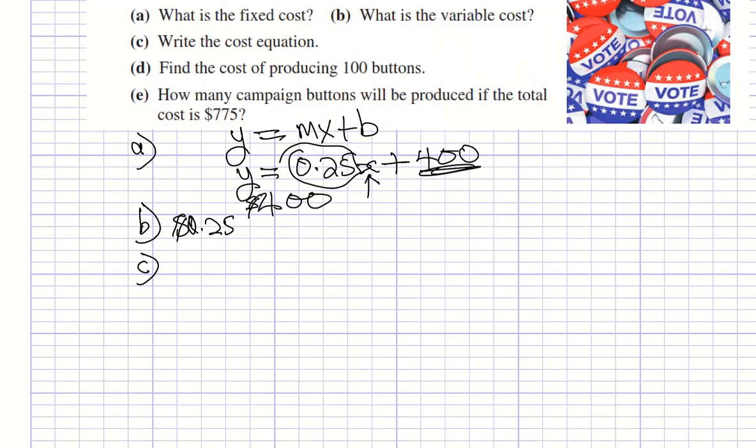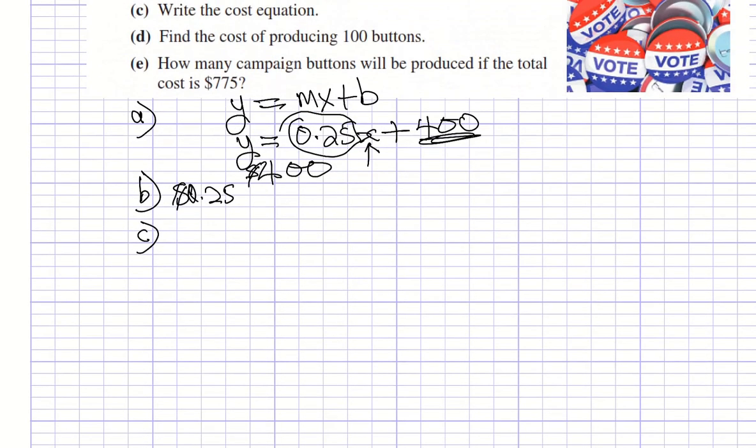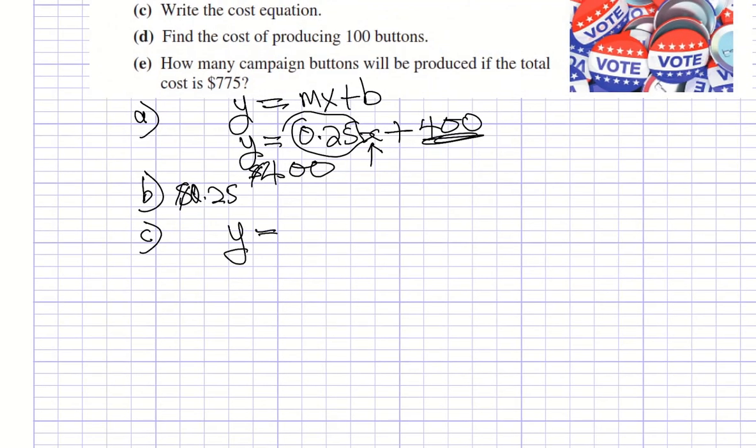And then write the cost equation. Remember that the cost is y, the cost y of producing x items. So the cost equation is y equals, putting in the values we already found, 0.25x plus 400. Because y is the cost, that's the cost equation there.